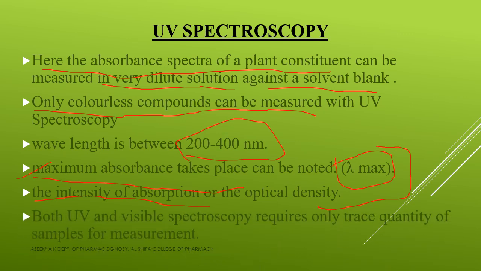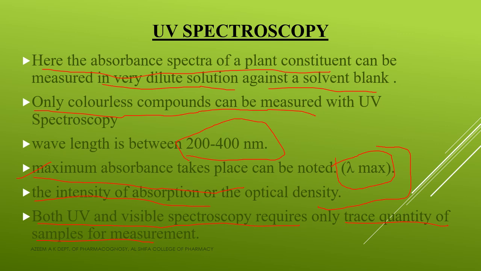Now, both UV as well as visible spectroscopy require only a trace quantity of sample for measurement. That is, it requires only a very small amount of sample for the analysis. This plays a vital role in the analysis of phytoconstituents.